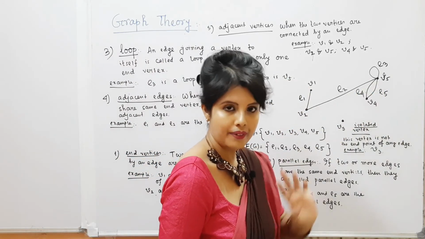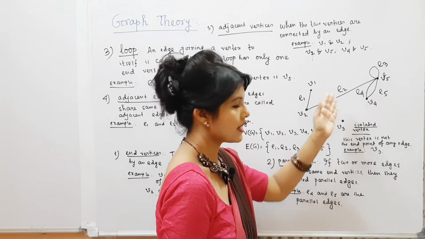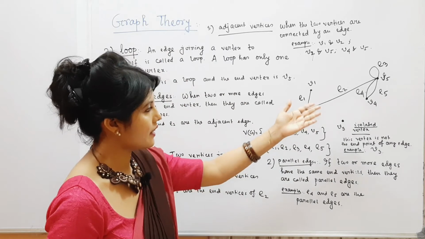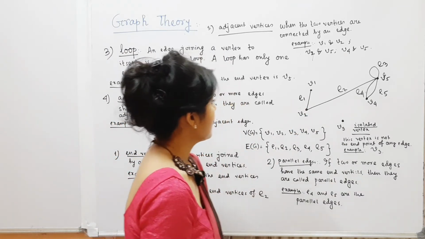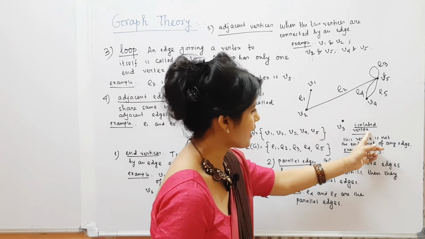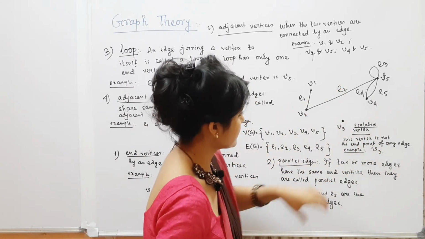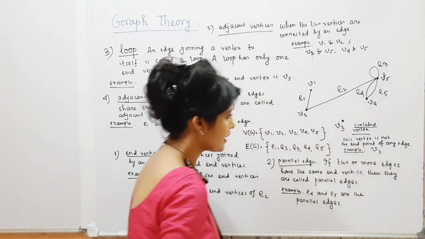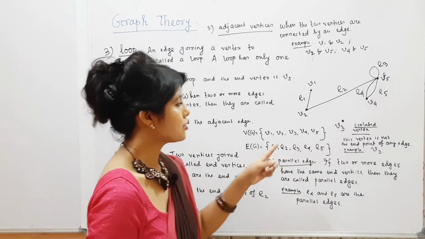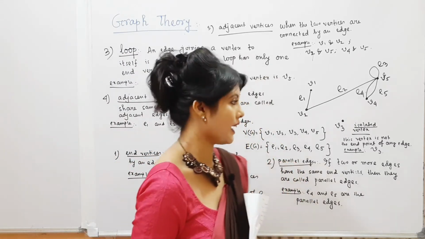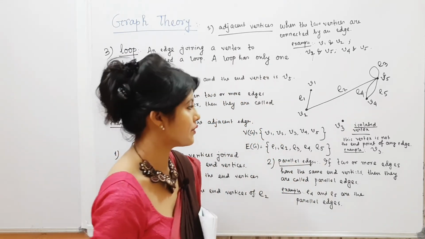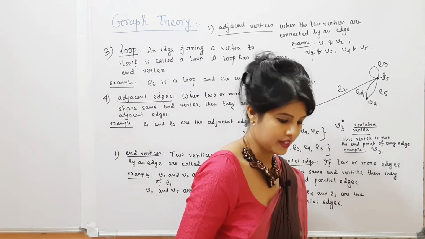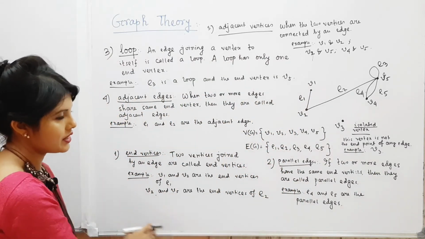Similarly, V2 and V5 are adjacent vertices because they are connected by E2. Similarly, V4 and V5 also, because they are connected by E5. And next, the isolated vertex, that is this vertex V3. This vertex V3 is called an isolated vertex because it is not the end point of any edge. That is, no edge is associated with the vertex V3. That's why it is called an isolated vertex. So I hope you have understood all these terminologies.